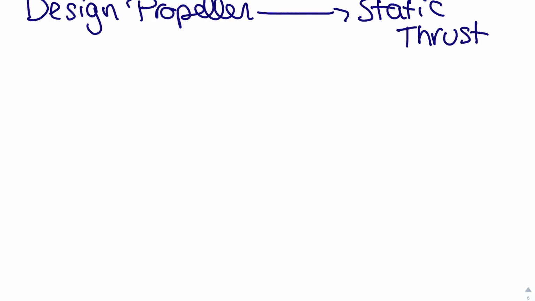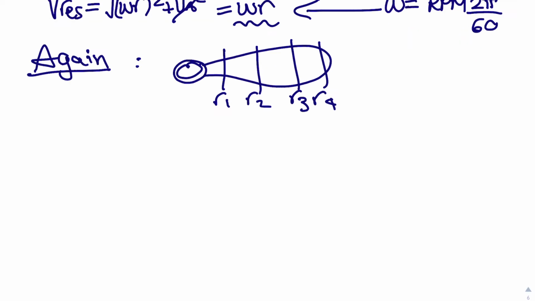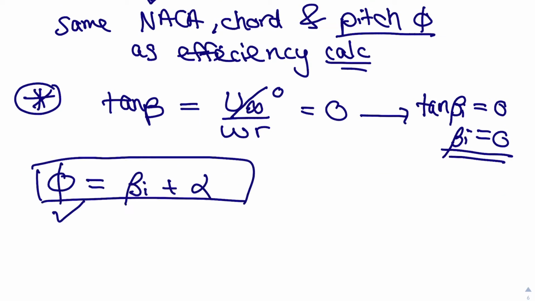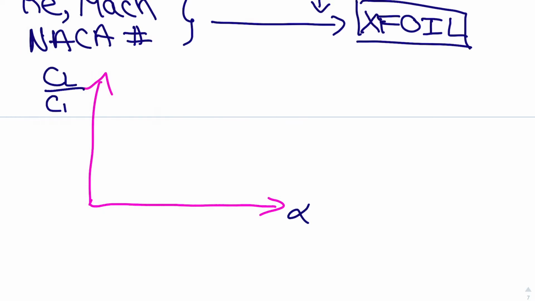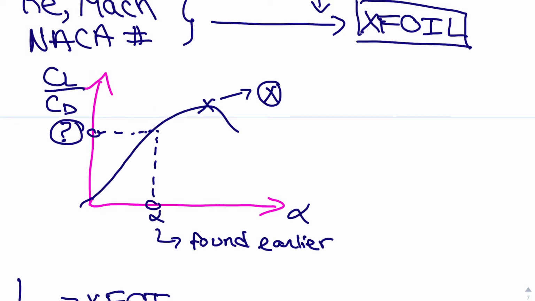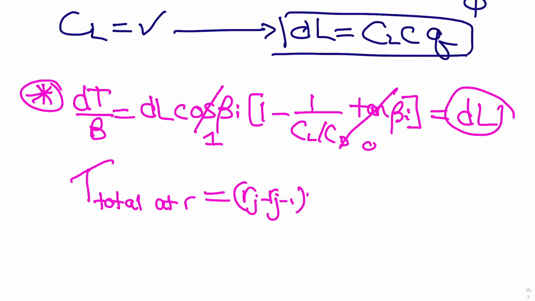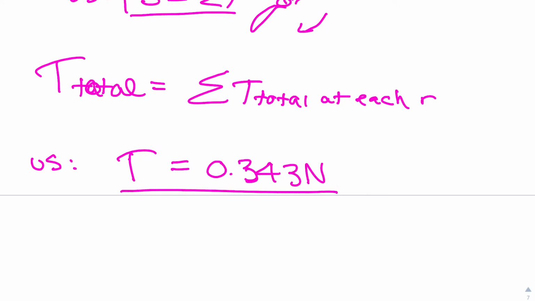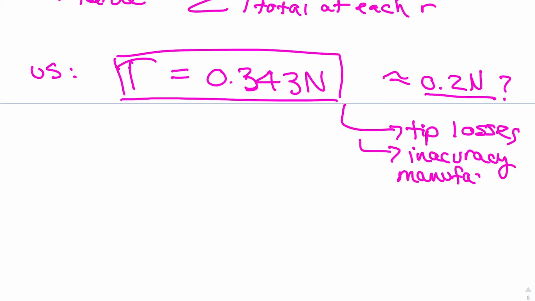To account for the static thrust requirements, we use the same procedure, but recognize that since U infinity equals 0, beta equals 0, thus beta I equals 0, and the angle of attack equals the pitch, which we can get from the geometry of part 1. We can then compute again the total static thrust, which in our case gave us 0.34 Newton. An overestimate to account for manufacturing inaccuracies and tip losses.